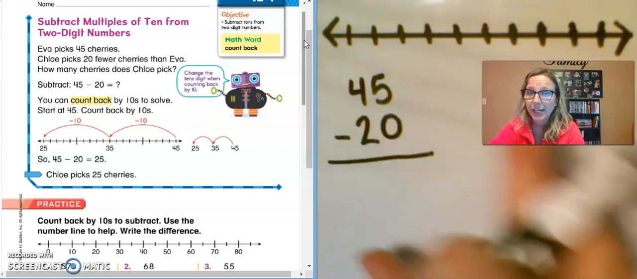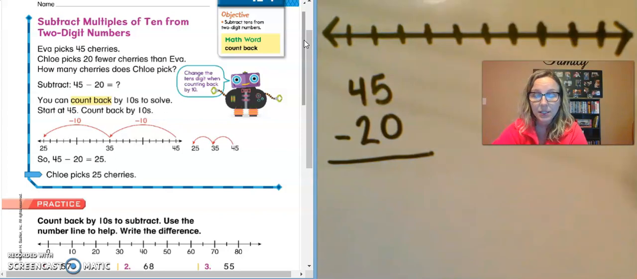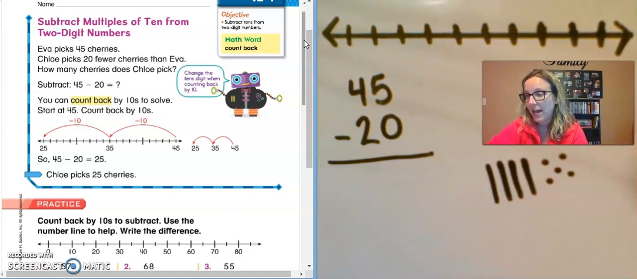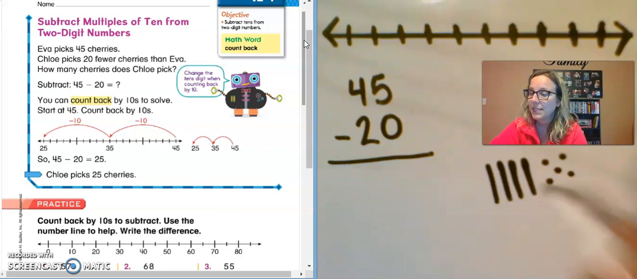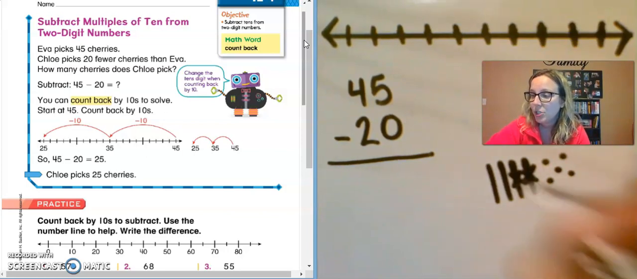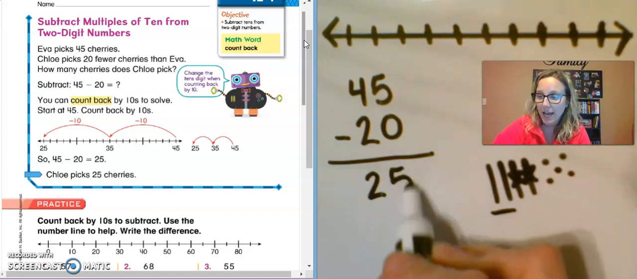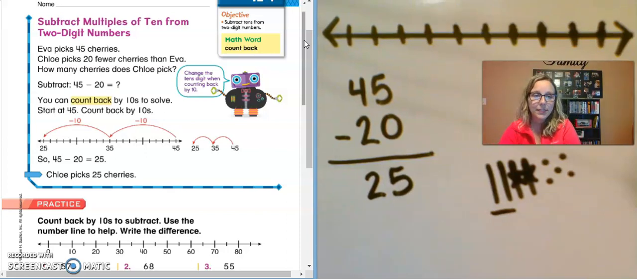So there's a few ways that we can do this. We could continue doing like we did last week, where we draw out 10, 20, 30, 40, 1, 2, 3, 4, 5. So here's our 4 tens and 5 ones. And then we take away 2 tens, which leaves us with 2 tens, which is 20, and 5 ones. So 25. And that way works perfectly fine. However, I told you that some of our brains work differently, and there are other methods that might be easier for us when we are subtracting.